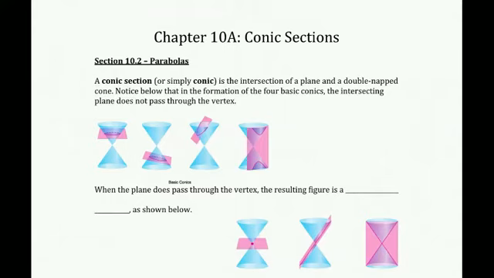Unit 10A, we're breaking up what would traditionally be Unit 10 in the textbook into two separate pieces. So we're going to do 10A first, and we're going to call this Conic Sections. Our first section is specifically about the conic section that is a parabola.